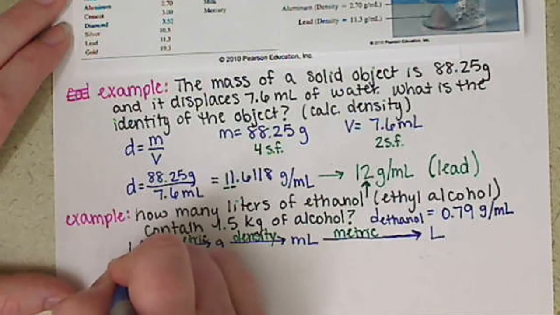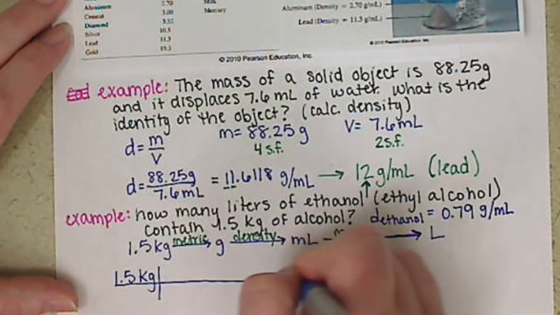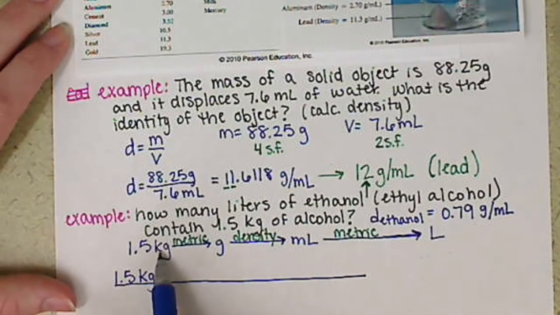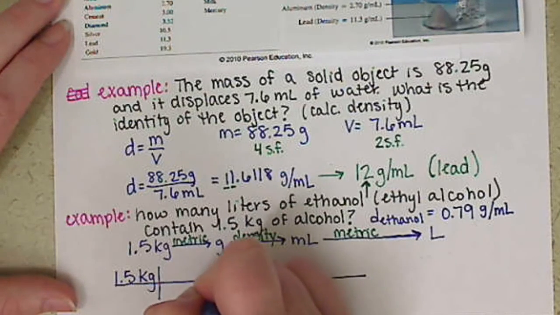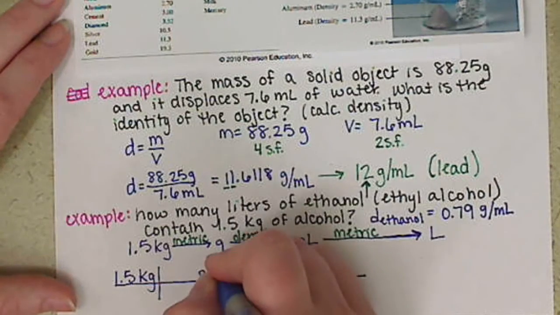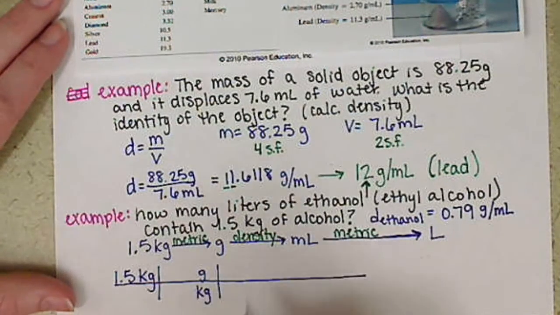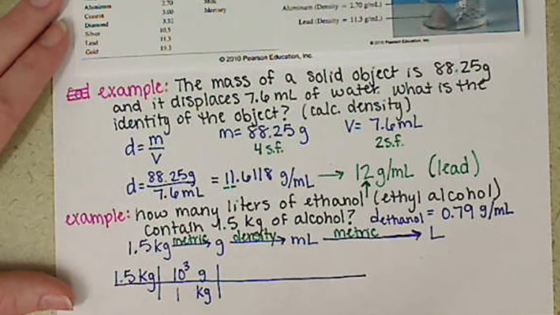All right, so we have 1.5 kilograms. I'm going to set up our railroad. First conversion is to go from kilograms to grams. So we want kilograms in the denominator, grams up top. Put kilograms down in the denominator so those units cancel out. Now remember, when we convert with metric, we put the 1 with the prefix, and the meaning of the prefix or the value goes on the other. So we have 1 kilogram, 10 to the 3 grams.